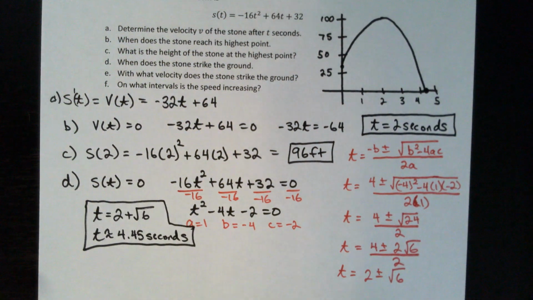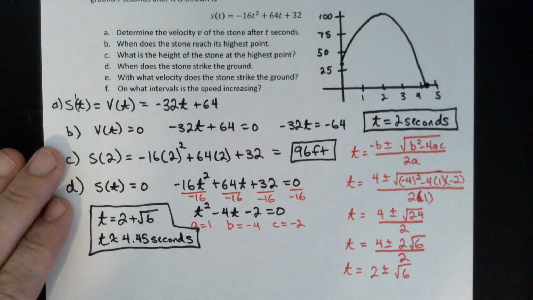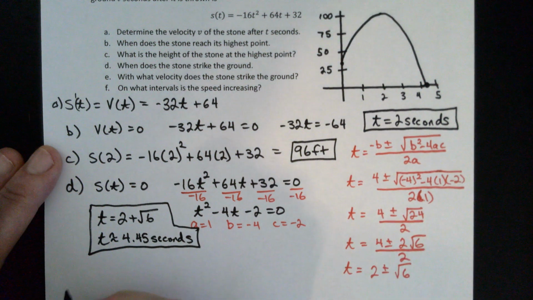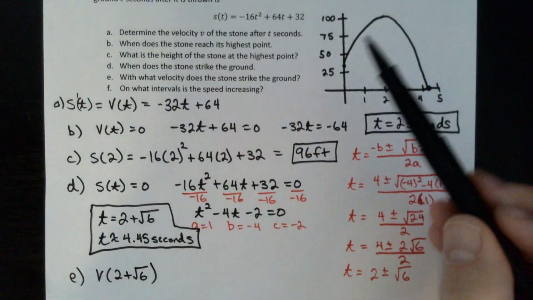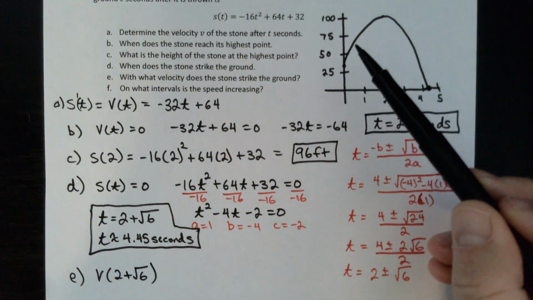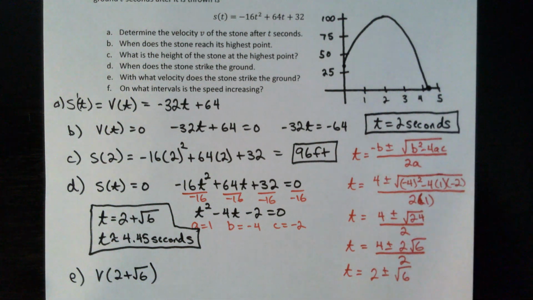Okay, let's look at E. With what velocity does the stone strike the ground? So we know it strikes the ground at 4.45 seconds, which is this. So I just plug this into the velocity like I did that other one earlier. So E, V of 2 plus square root of 6. Okay, and think about what this is going to be. It's the velocity when it hits the ground. Velocity is going up here. The velocity is going down here. So it'll be negative velocity.